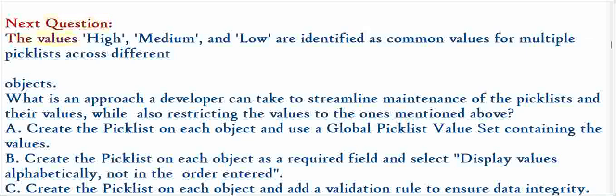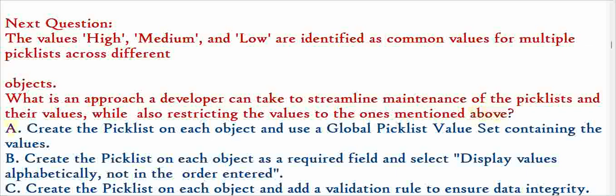The values high, medium, and low are identified as common values for multiple pick lists across different objects. What is an approach a developer can take to streamline maintenance of the pick lists and their values, while also restricting the values to the ones mentioned above?